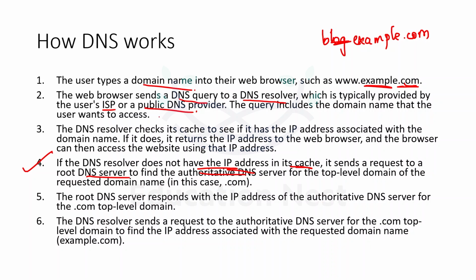The fifth step is, if the IP address is not found in the cache, we'll go to the root, to the authoritative DNS to find the top level domain. The root DNS server will respond with the IP address of the authoritative DNS server. For our case, it is .com. Managing the top level domain is the job of the authoritative DNS server. The DNS resolver will then send a request to the authoritative DNS server for the .com top level domain to find the IP address associated with the requested domain, that is example.com.